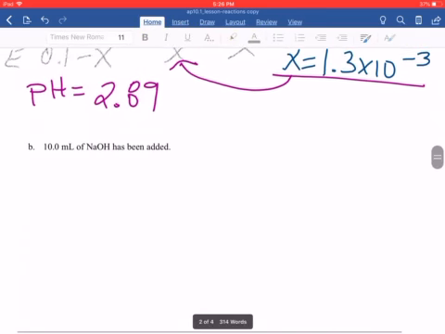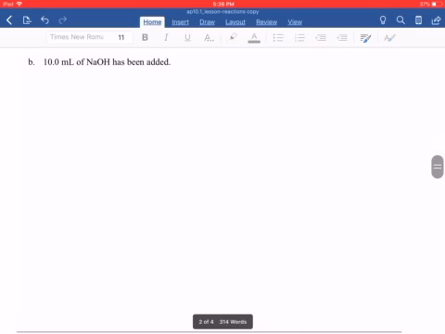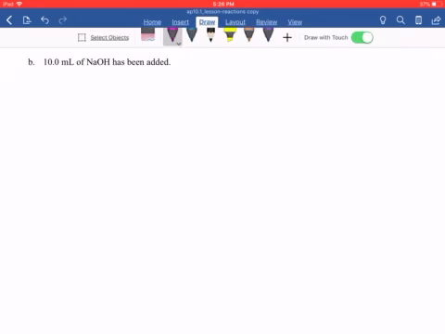All right, for part B, we need to use 10 milliliters now of NaOH that has been added. And we need to figure out what the pH of the solution is at that point. All right, so our very first step is we need to find the moles of acetic acid and the moles of hydroxide. So the moles of acetic acid is just the molarity times the liters.